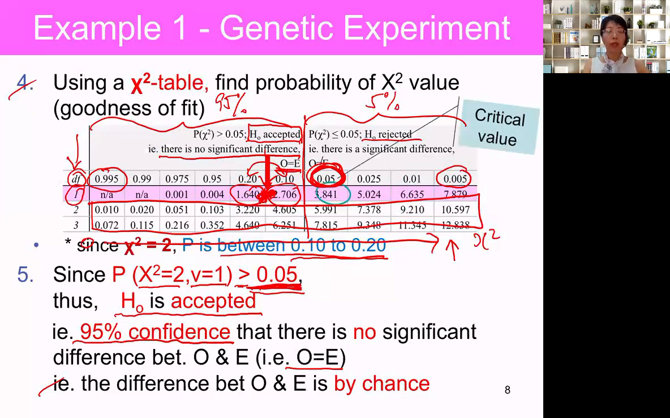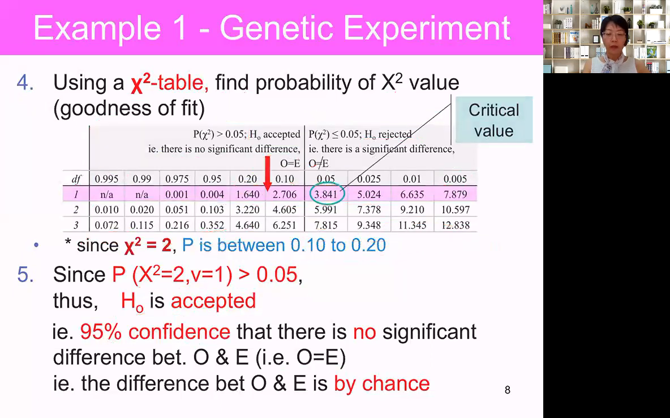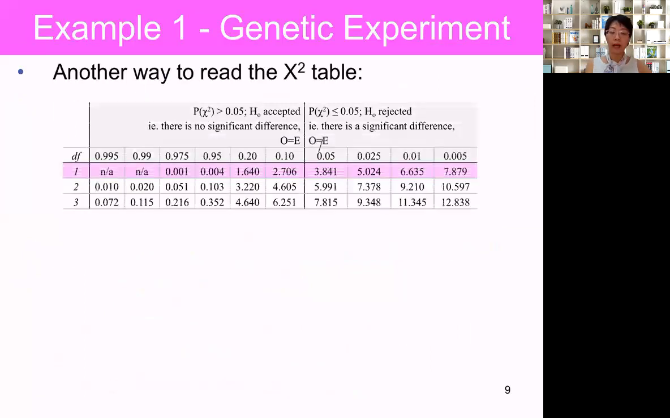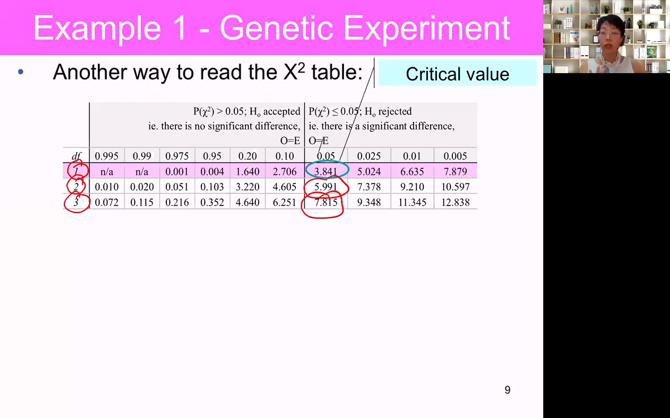Okay, so this is the first way that you find out the probability for your chi-square value, and then you can do your conclusion. Now, the second way in the exam that you may find out the probability is that they don't give you the table. What they give you is the critical value only, the critical chi-square value. They'll tell you that the critical chi-square value for degrees of freedom 1 is 3.841, degrees of freedom 2 is 5.991, and degrees of freedom 3 is 7.815. So they'll give you this data.